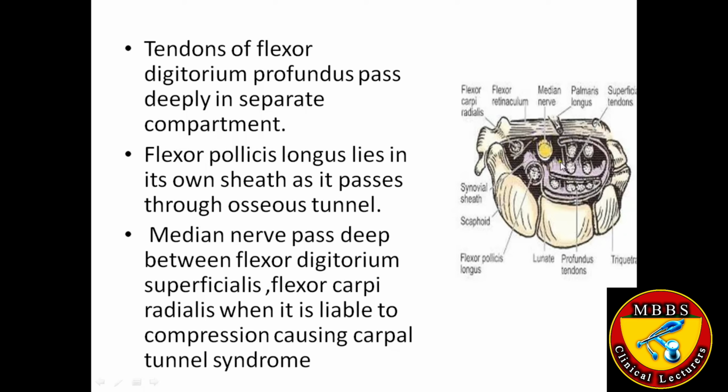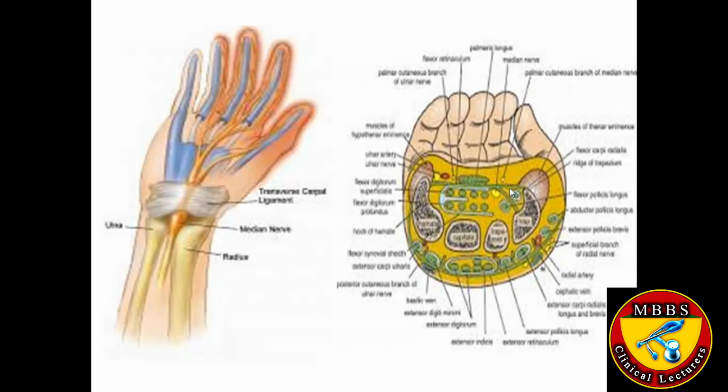The median nerve lies between the flexor digitorum superficialis and the tendon of the flexor carpi radialis. The flexor pollicis longus passes deep in the tunnel, and the flexor carpi radialis, by the attachment of the retinaculum on the crest of the trapezium, forms a separate tunnel. Another picture shows the flexor retinaculum, the passage of the superficialis and profundus muscles, flexor carpi radialis, flexor pollicis longus, and the median nerve.